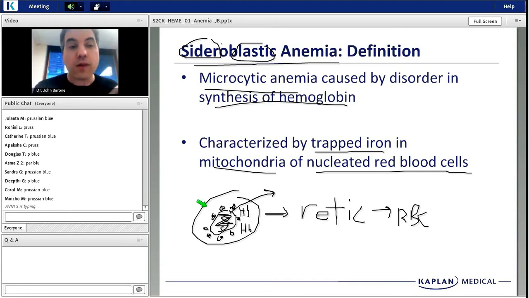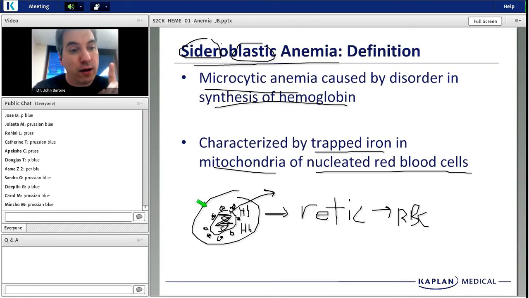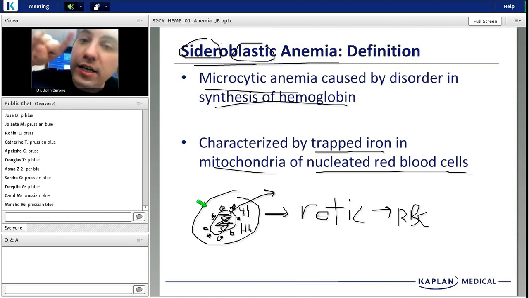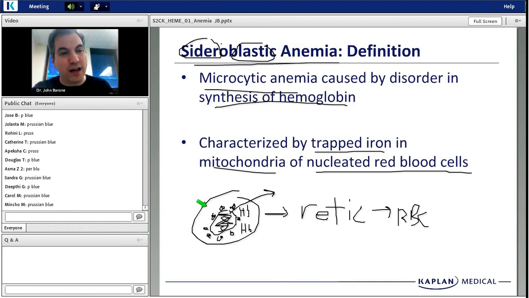Ultimately, I'll start with the iron panel, but I need to confirm it with the Prussian blue. I need to see a ring of iron. Listen, if you're going to tell me it's sideroblastic, I need to see a ring sideroblast. I need to see a ring around the nucleus. That's a ring sideroblast diagnostic. So that's your most specific test.